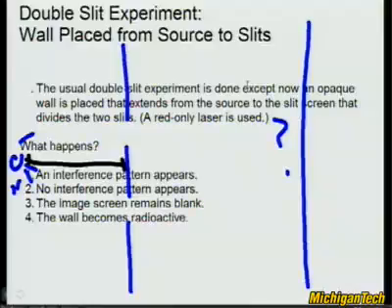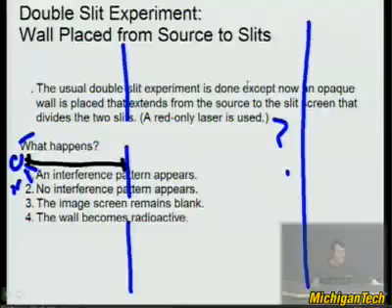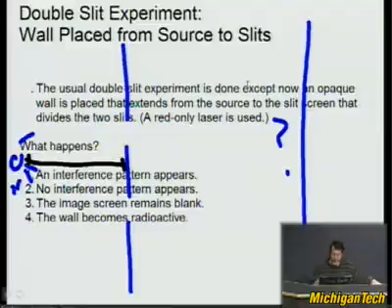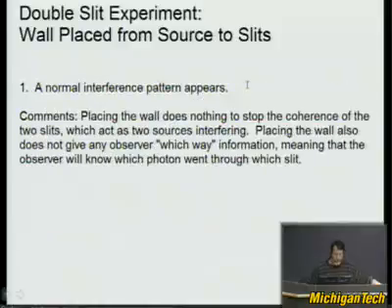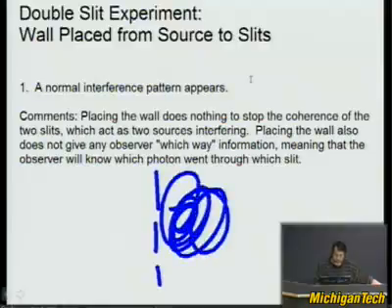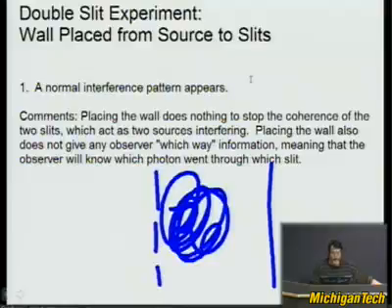Do you see an interference pattern? Do you see no interference pattern? Does the image screen remain blank, or does the wall become radioactive? So now, if there are photons trying to talk here, they can't because there's an opaque wall there. What happens? We're running out of time, so I will tell you a normal interference pattern occurs. You don't get any change. That's because on the far side there's all kinds of room for these things to interfere between the slit screen and the image screen.